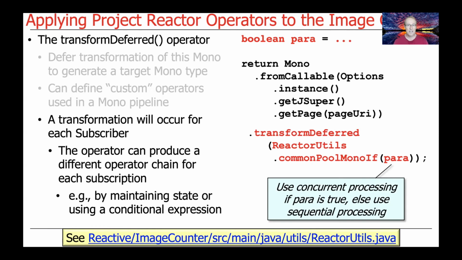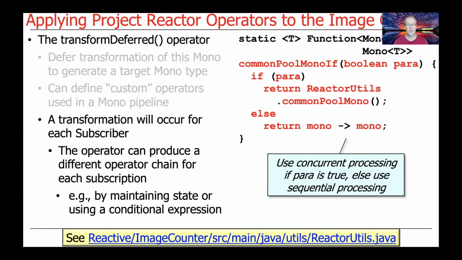Here's a simple example to illustrate the point. There's, of course, other ways to do this as well. This particular example is a slight modification of what we just looked at, where we're going to use yet another helper method called commonPoolMonoIf. And the if indicates it takes a predicate, and the predicate is either true or false. And if it's true, it says use the common pool. And if it's false, it says just do everything sequentially. So it's going to allow some conditional decisions at runtime about what path to go.